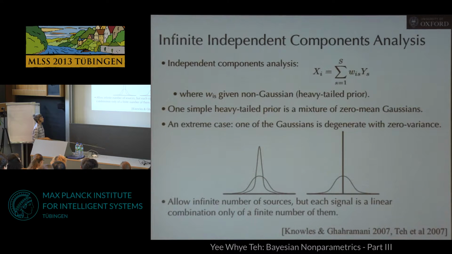In this sort of model, you can think of the sources as the features, and each feature could be present or absent. You can model that using an Indian buffet process, which allows you to work with an infinite number of sources, such that each signal is a linear combination of only a finite number of them. So it's a very sparse model in this case. I quite like this application. It was worked out by Dave Knowles and Zoubin Ghahramani early on.